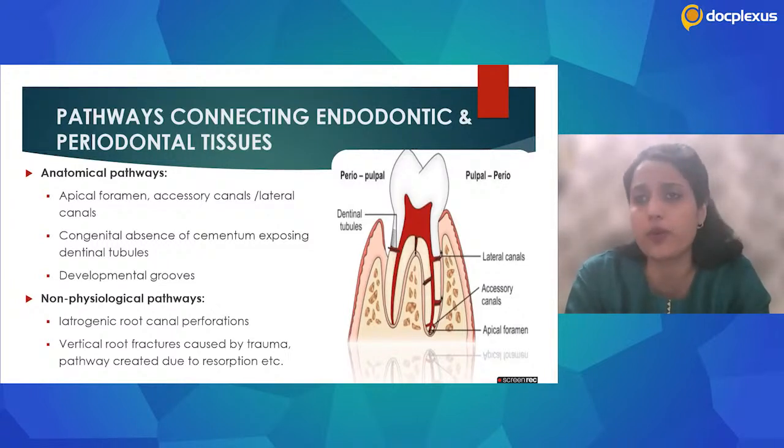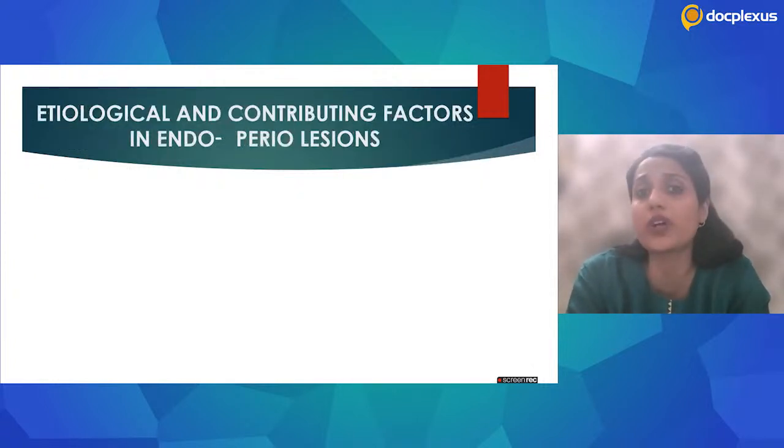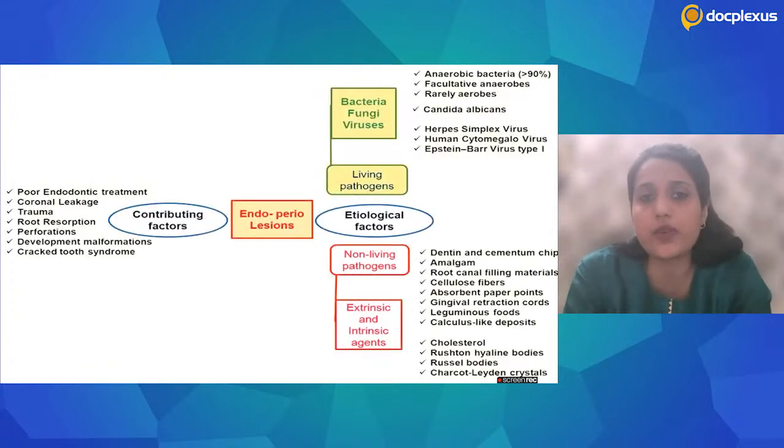Vertical root fractures caused by trauma from occlusion, or there are pathways that are created because of resorption and different pathways. Now coming to etiological factors and contributing factors, what is it that is causing endoperio lesions? So that way we have etiological factors.